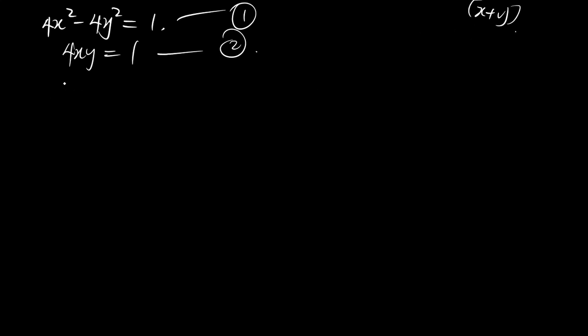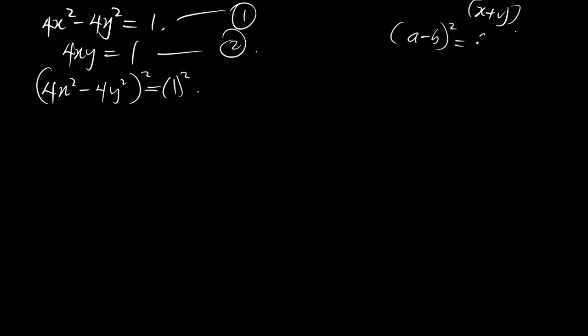Now, what we're going to do is square both sides of equations 1 and 2. So we have (4x squared minus 4y squared) all squared equal to 1 squared. When we square this, it's just like saying (a minus b) squared equals a squared minus 2ab plus b squared. So this is a, this is b.